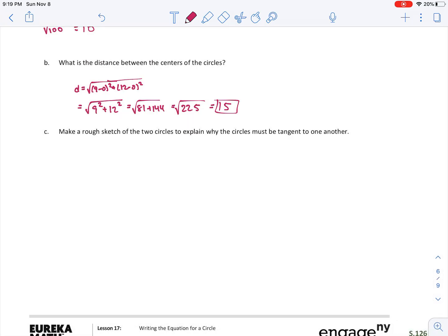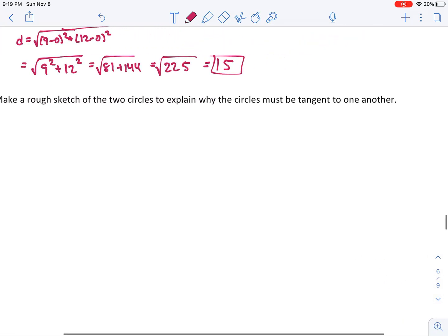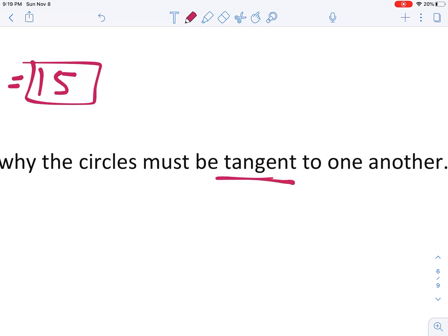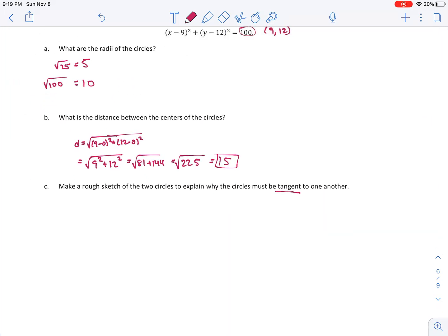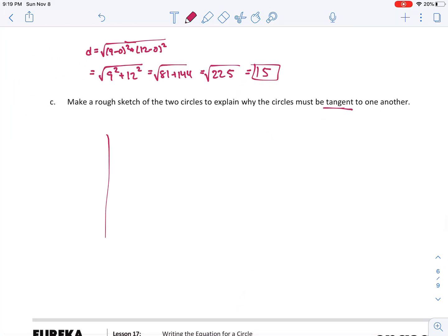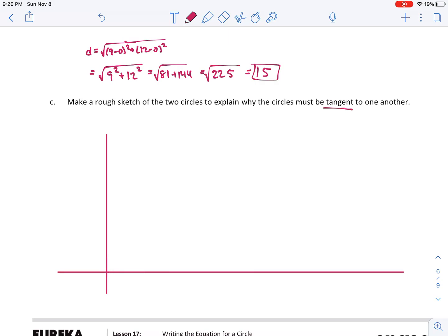All right, so now we need to make a rough sketch of each of the circles and explain why they must be tangent to each other. And again, tangent means they will just barely touch, but not cross. So let's make a rough sketch. The first one has a center at 0, 0 but a radius of 5. The second one has a center at 9, 12, but a radius of 10.